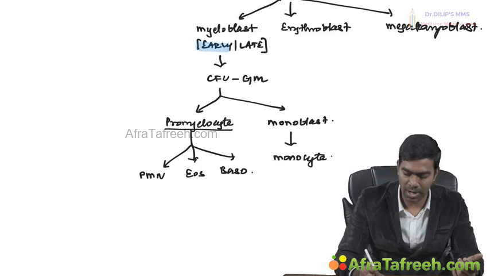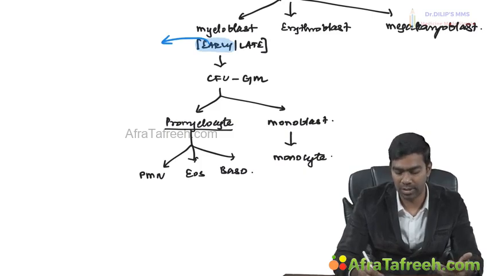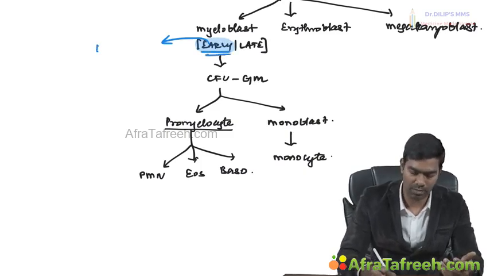Then if the blast is originating from the myeloblast, and if it's typically originating from the early myeloblast, we are going to call it AML with minimal maturation.